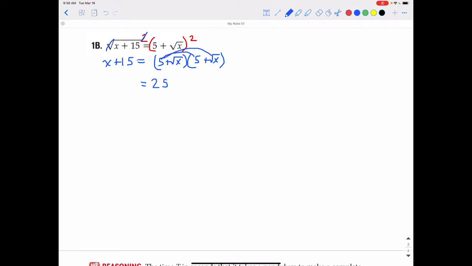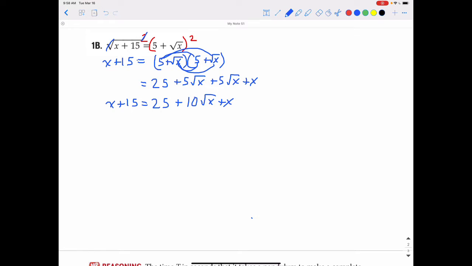Then 5 square root of x, plus another 5 square root of x. And square root of x times the square root of x is just x. That gives me 25 plus 10 square root of x plus x. And that equals the x plus 15 that I already had on the left side.